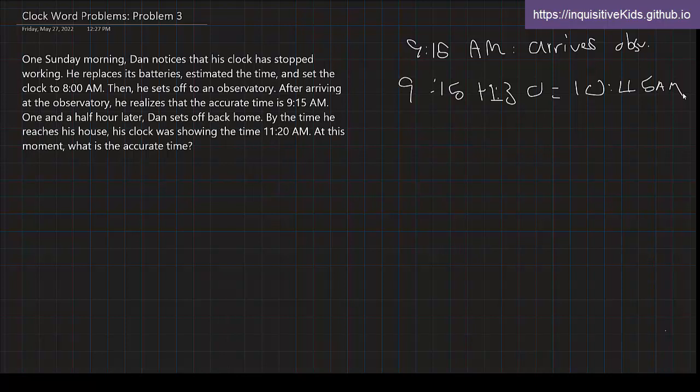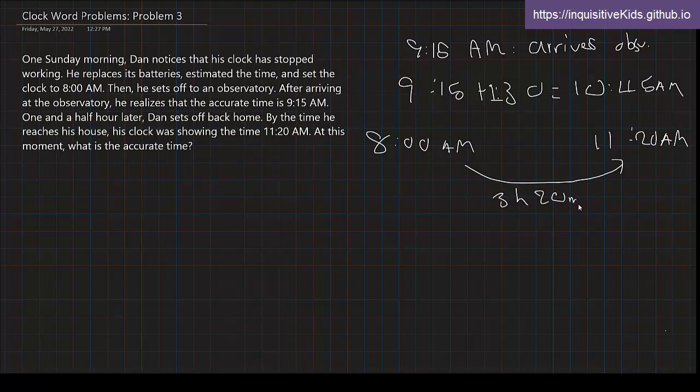And how much did this whole thing take? Well, when he went, his clock was showing 8 a.m., right? And when he came back, it was showing 11:20 a.m. Even though these may not be the actual times, their difference was still the same. So to get from 8 to 11:20, that would be 3 hours and 20 minutes. Meaning that was 200 minutes in all.